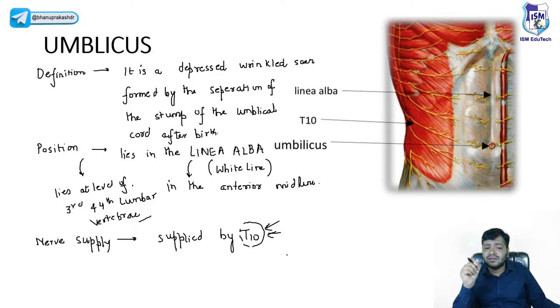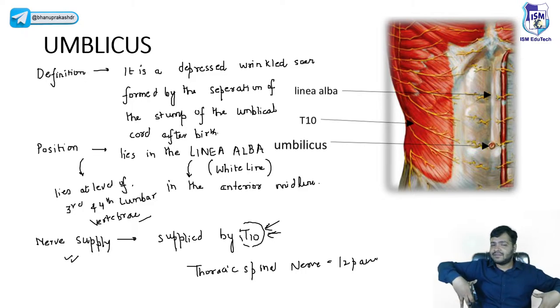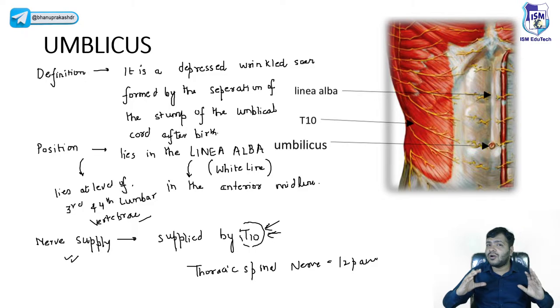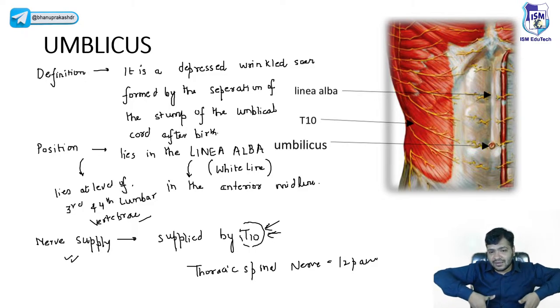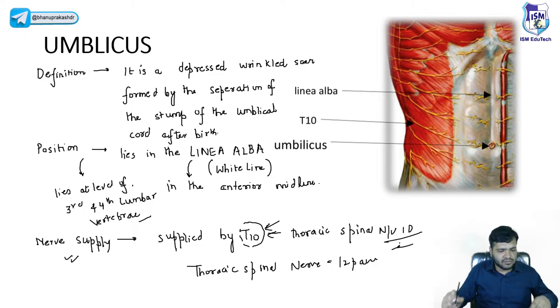When I say T10, it is a nerve. If I am writing T10 in the nerve supply, it is not the thoracic vertebra. It is the thoracic spinal nerve. And how many thoracic spinal nerves are there? It is 12 pairs, 12 on the right side and 12 on the left side. So it is coming from those vertebral levels, but these are coming from the spinal cord portion. I hope this is clear now. When I say T10, it is thoracic spinal nerve 10.